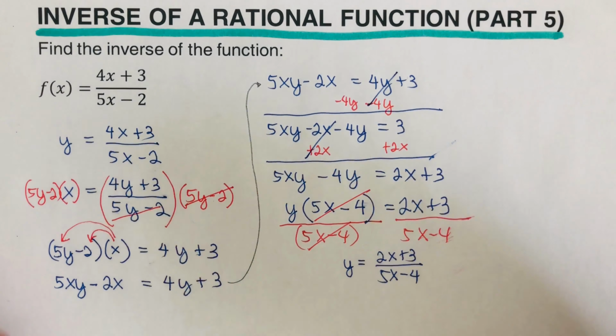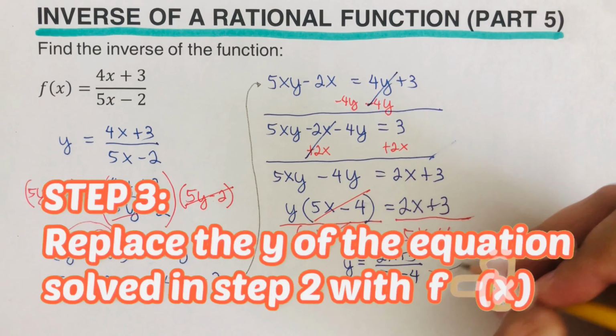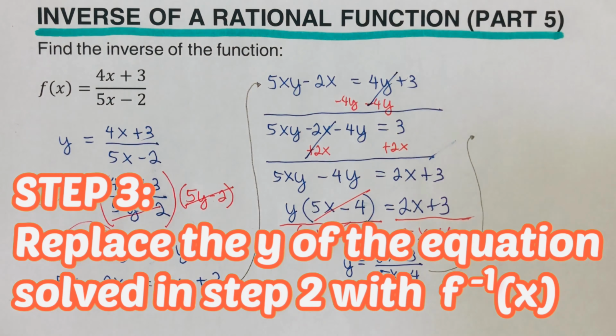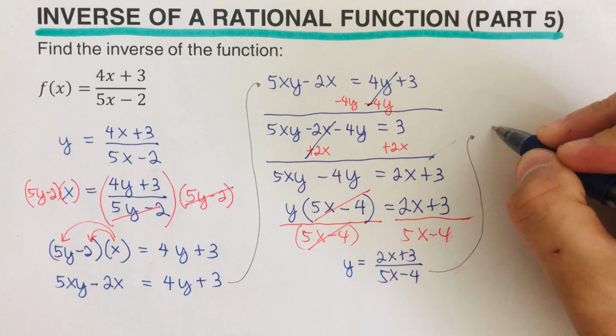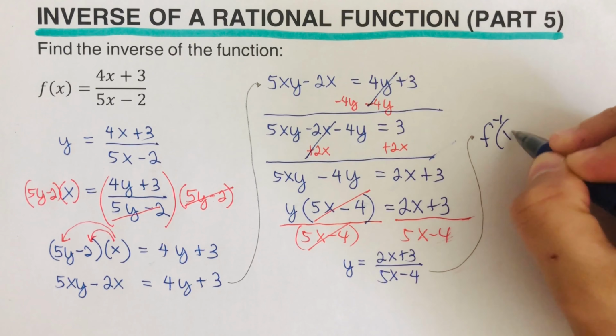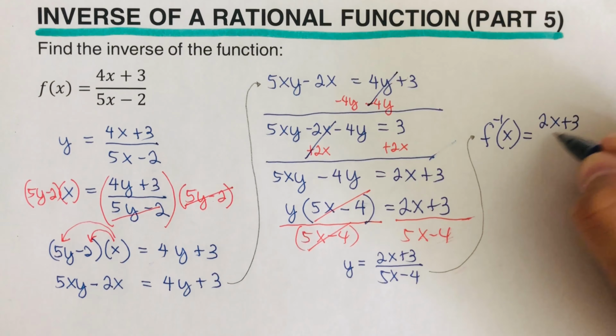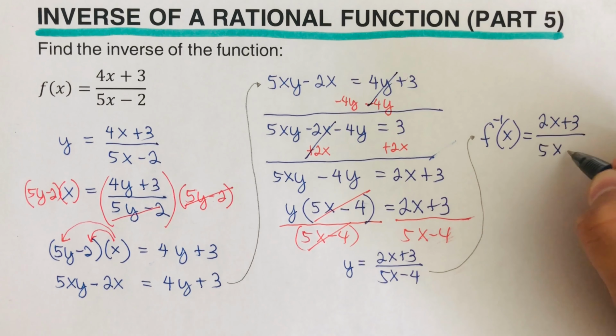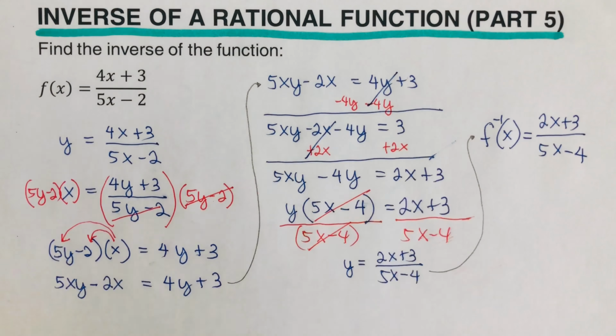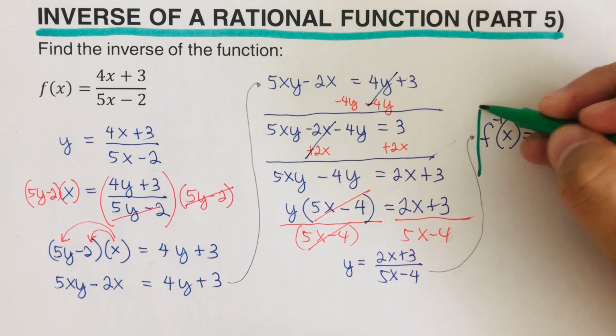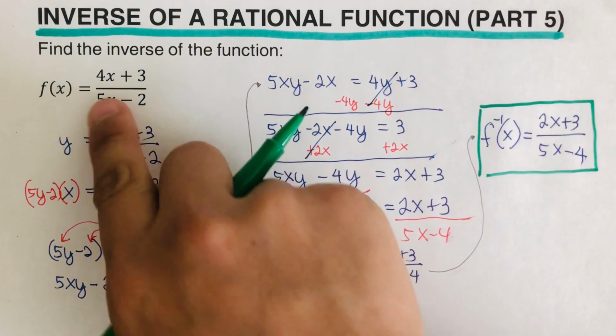So then we're ready to move on to the third step. So I'm just going to show that up here. The third step is to replace the y of the equation solved in step 2 with f negative 1 of x. So f negative 1 of x is equal to 2x plus 3 over 5x minus 4. And this is the inverse of this function right here.